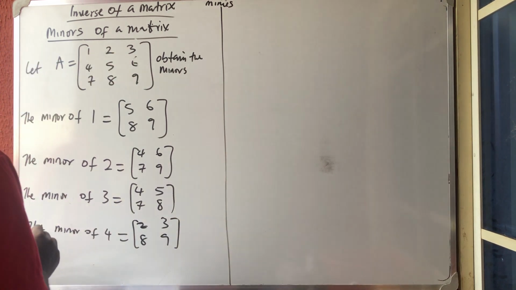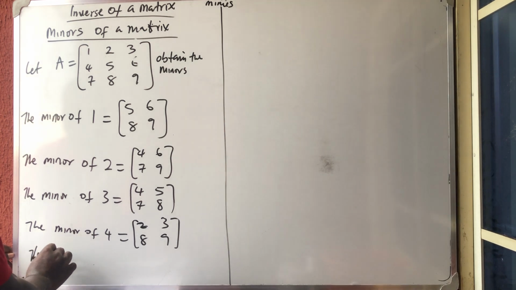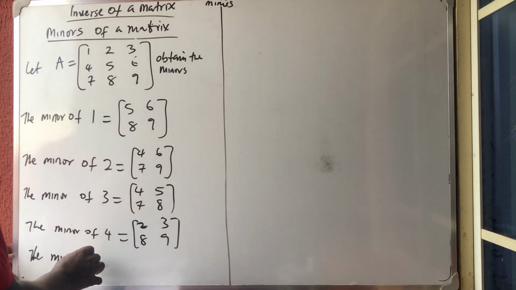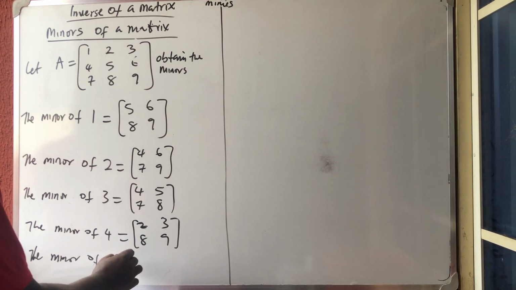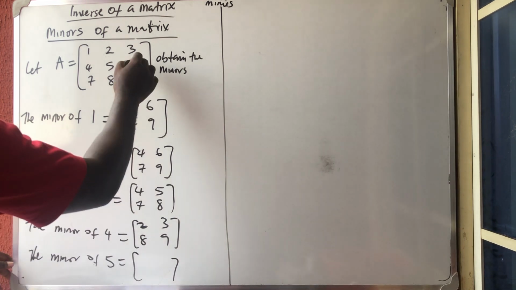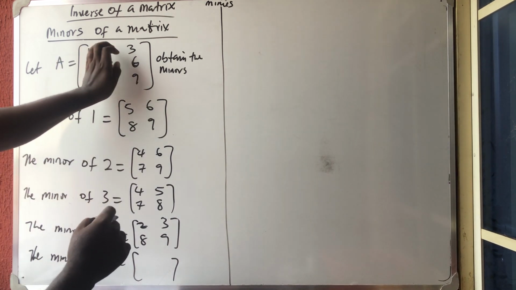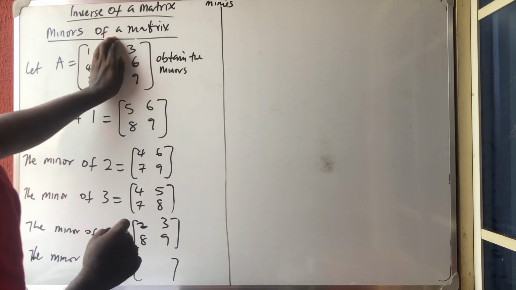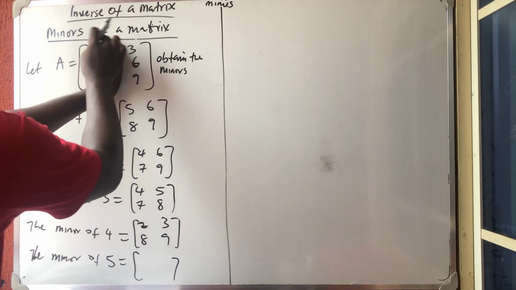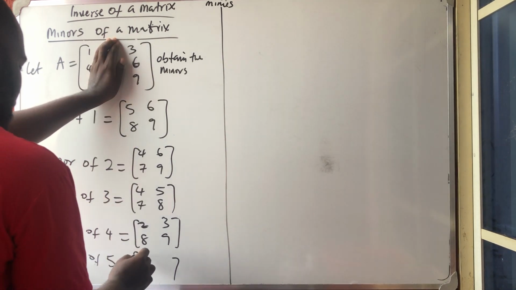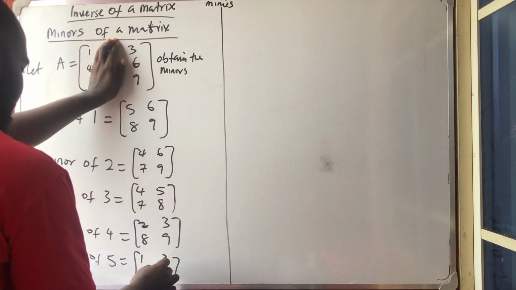Okay, so the next one is the minor of 5. The minor of 5 is simply, look at 5 here, so I'm closing the row and the column of 5, so I'm left with 1 3 7 and 9.